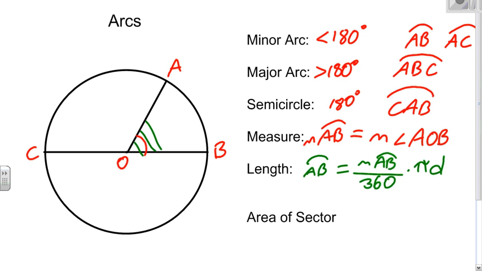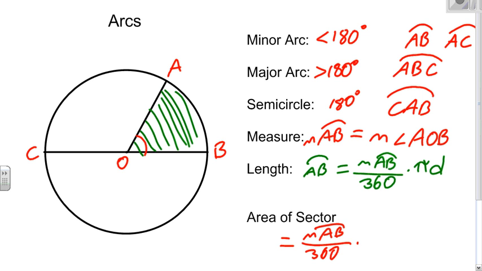A sector is like a slice of a pie, and just like length, the area of the sector is the fraction. So the area of the sector that's marked here, sector formed by AB, is equal to the measure of that arc out of 360 times the formula for the area of the circle, which is pi times the radius squared. So it's just what fraction of the entire area, and for length it's what fraction of the entire circumference.